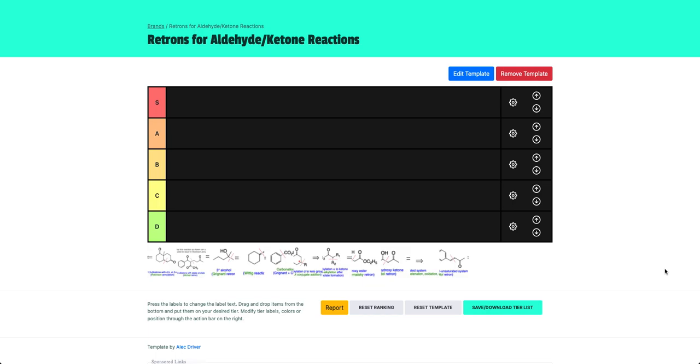So essentially, this will be a tier list of some, not all, of the different retrons for aldehyde and ketone and their derivatives, reactions of those. What is a retron? It's essentially just a pattern recognizing mechanism. It'll just be an example of how a reaction proceeds, and all reactions of that nature proceed in the same way, but with different organic molecules and different products, but the pattern is the same. So, like I said, I will not be tackling all of them. I will be tackling 11 today.